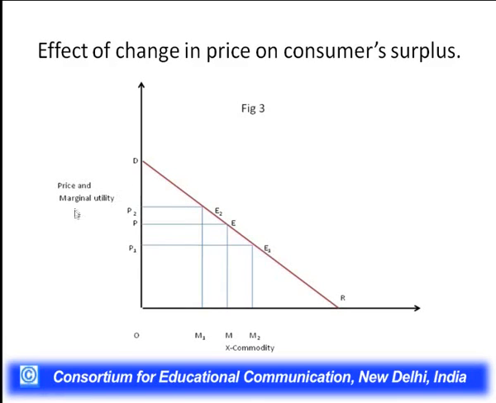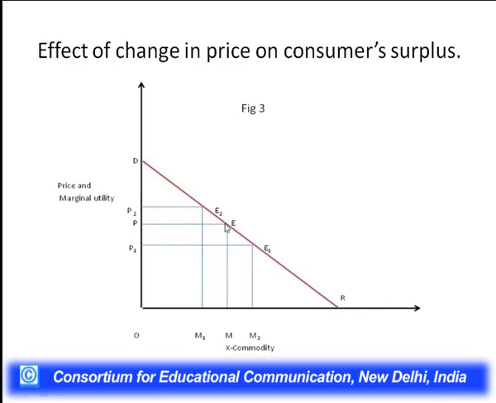Now, what happens if the price falls? Price falls to OP1. Now, the consumer will buy OM2 of the commodity because now the equilibrium is at E1. So, what happens in this case? You see, now he is willing to pay OM2E1D, but the payment is OP1E1M2. So, now the consumer surplus is DP1E1. So, there is a rise in the consumer surplus by the area PP1E1E.